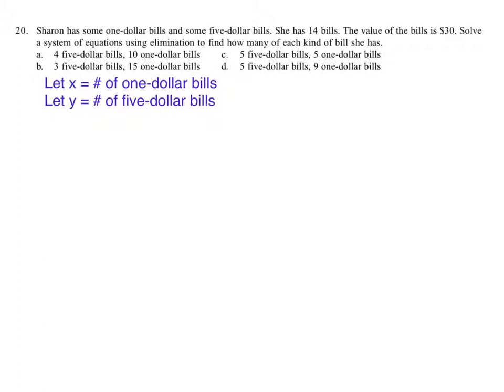we can use them. If we were going to write an equation, we could say the number of $1 bills plus the number of $5 bills has to equal 14 because there's 14 bills total. And then you can say the number of $1 bills times 1, because they're each worth 1, plus the number of $5 bills, each times 5, because they're worth 5, can equal $30 total. Okay? So those are our two equations.